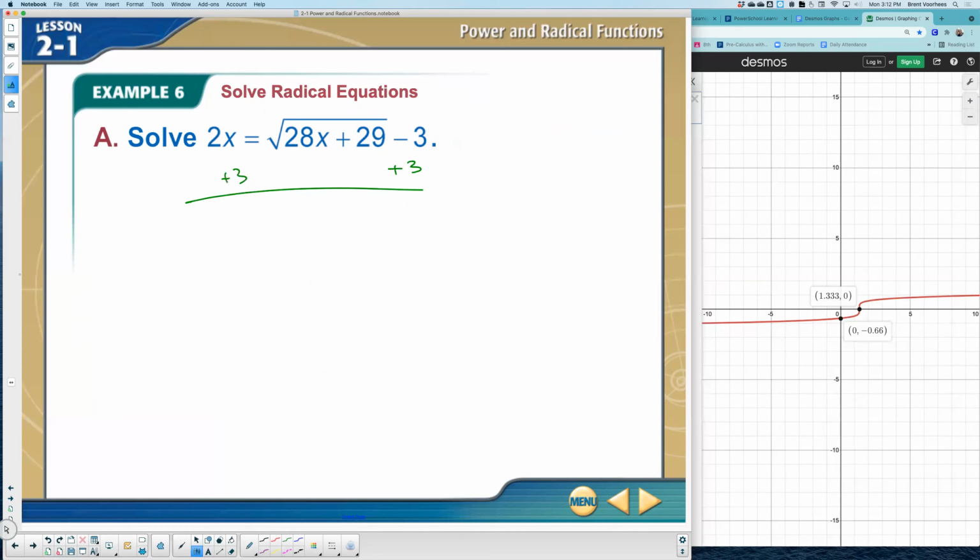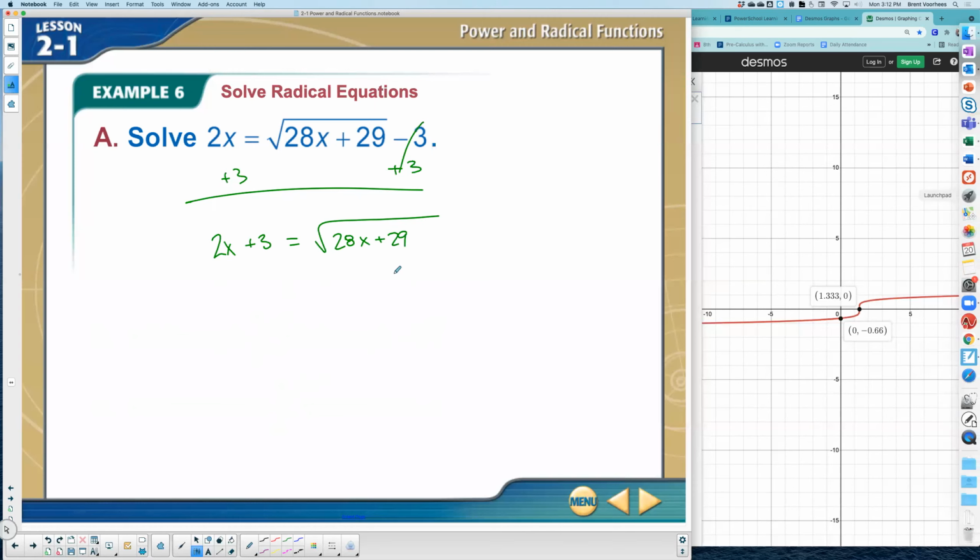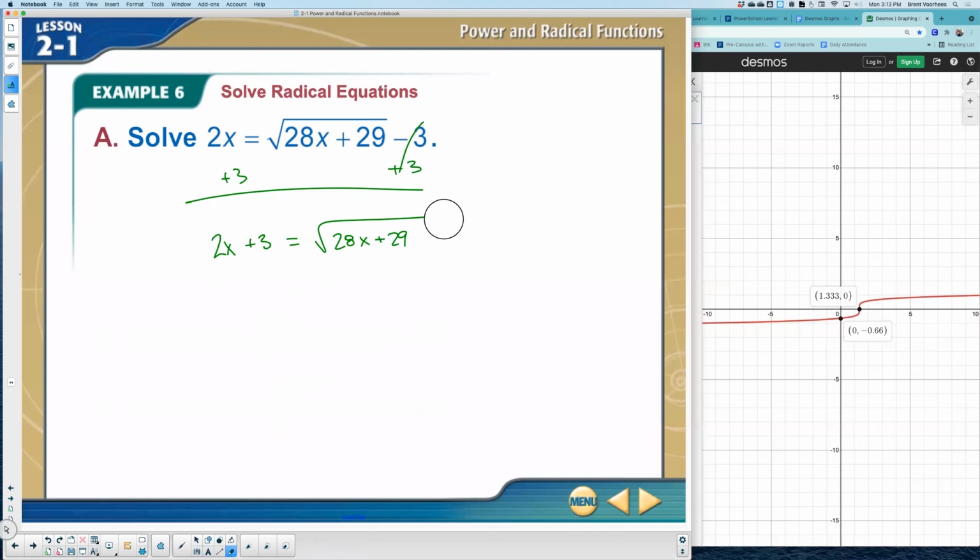So I'll add 3 to both sides. So I have 2x plus 3 equals the square root of 28x plus 29. And the way to solve when you have a square root is you square. The thing about a square, though, is it squares the entire side of the equation. So I should have a square over here.